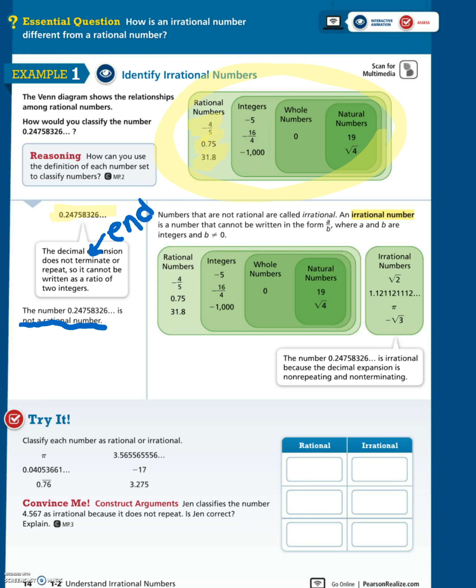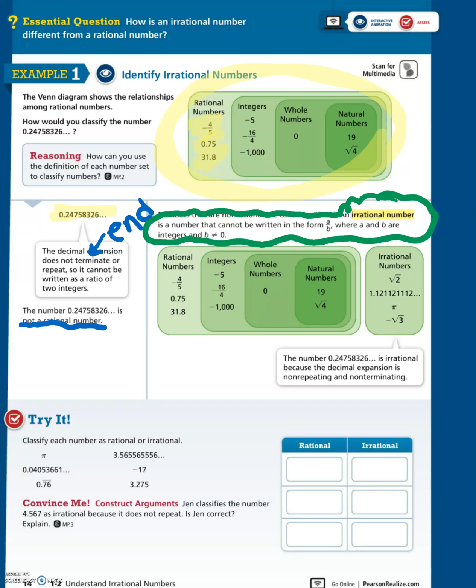Numbers that are not rational are called irrational. An irrational number is a number that cannot be written in the form a over b, where a and b are integers. So otherwise, it cannot be written as a fraction. So make sure you take note of this irrational number definition, because that will be on your test.